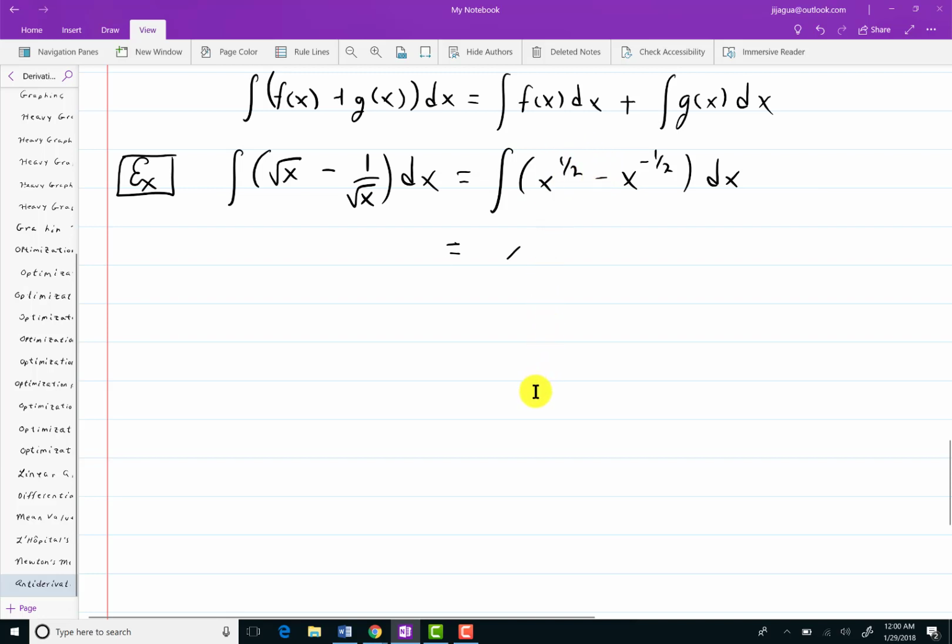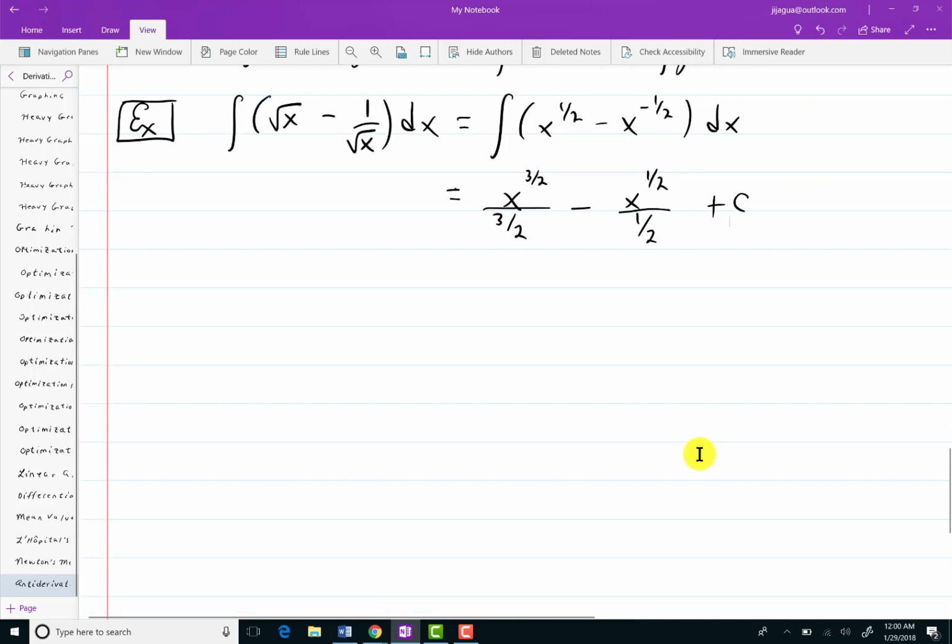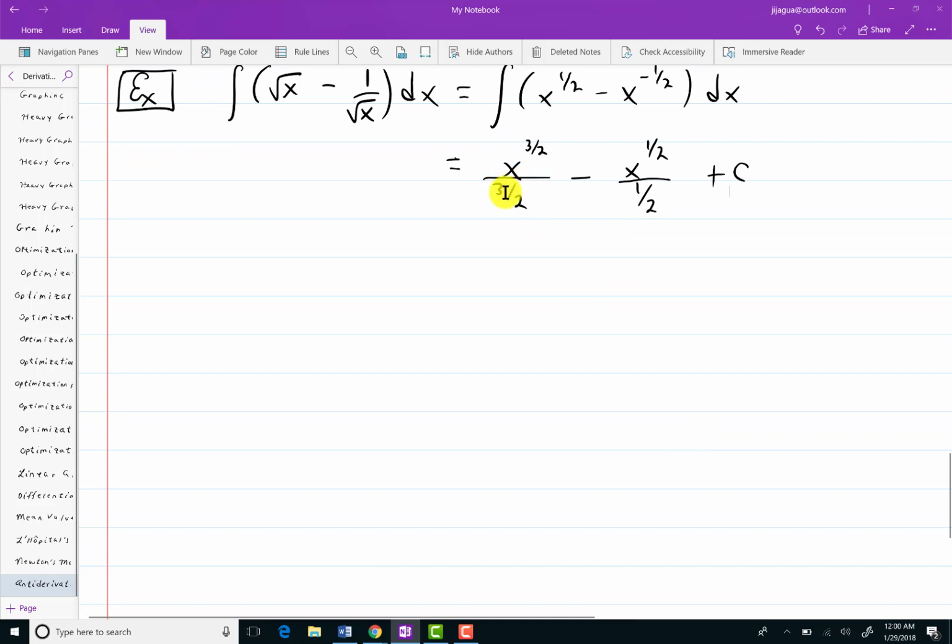Now apply the rules of integration. X to the 1/2, if you add 1 to 1/2, you get 3/2. Then you divide by that 3/2. Minus, now x to the negative 1/2, you add 1 to get x to the 1/2, and then you divide by that 1/2, and then add c. Now you can simplify, because when you're dividing by the 3/2, you can turn it upside down and make it a 2/3. So you have 2/3 x to the 3/2 minus 2x to the 1/2 plus c.